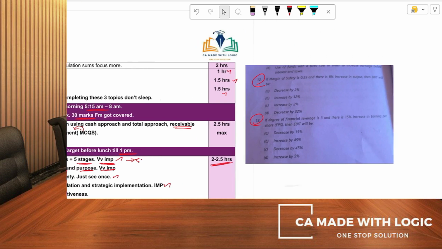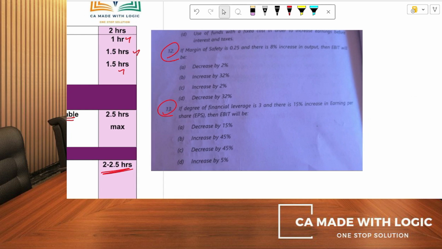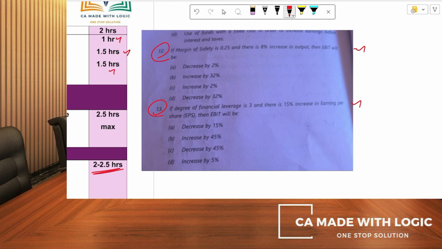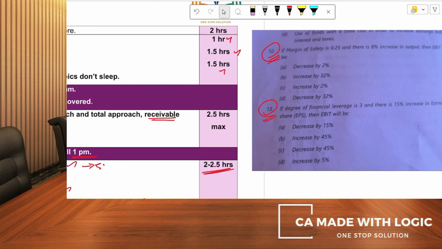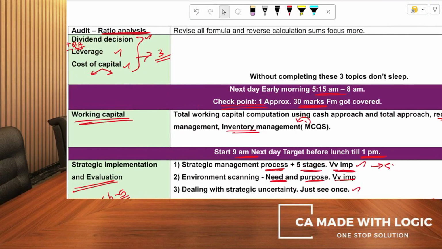Then comes these two MCQs, which I have taken from the ICAI study material. These sorts of MCQs can be tested. There is a high probability that they can test in the form of MCQ from the leverage chapter. These types of MCQs are highly probable from the leverage chapter, so please go through it once.